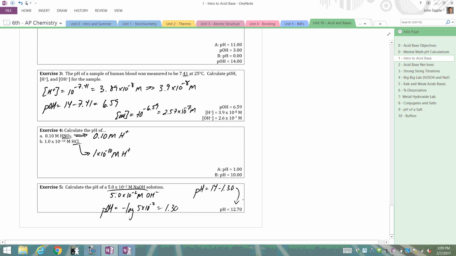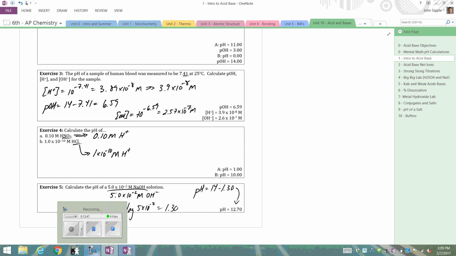So there we go. If you've got some questions, please let me know. We'll be using these formulas for the rest of the unit, so we want to get them down.